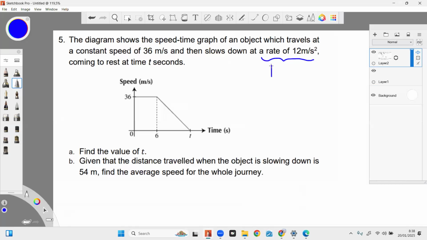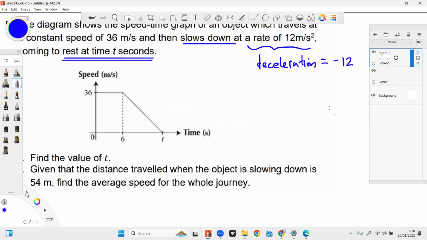What is this? Deceleration. Okay, slows down at 12. Negative 12, keep that in mind because it is decelerating, going down. The gradient is negative. Coming to rest. Rest means 0 speed, stop and all. Find the value of t. Okay, it's getting more complicated.